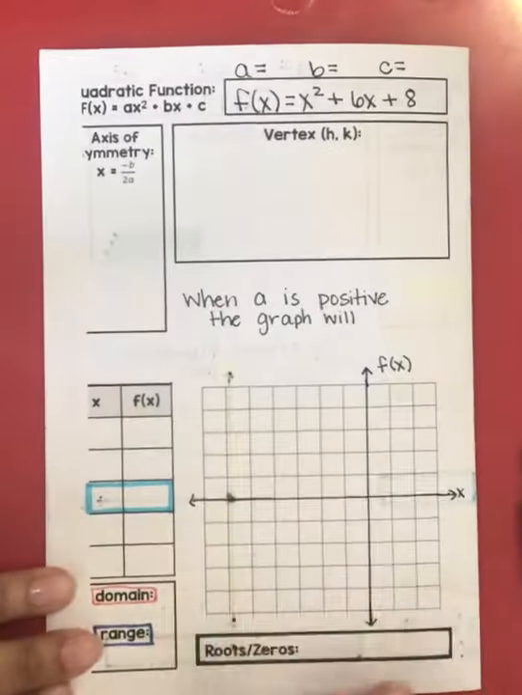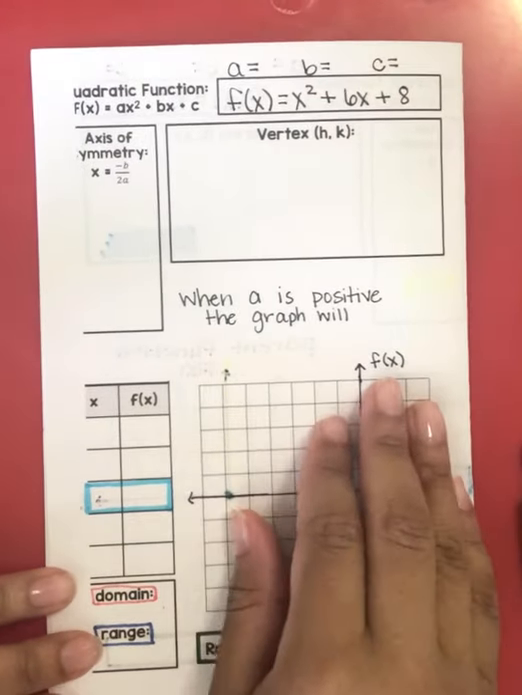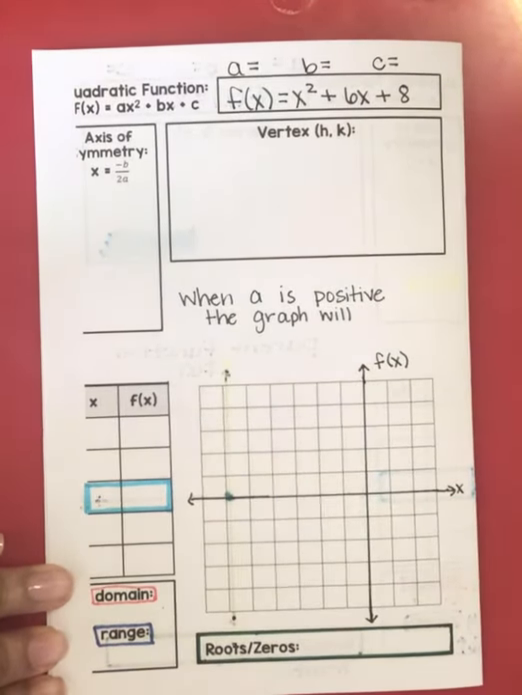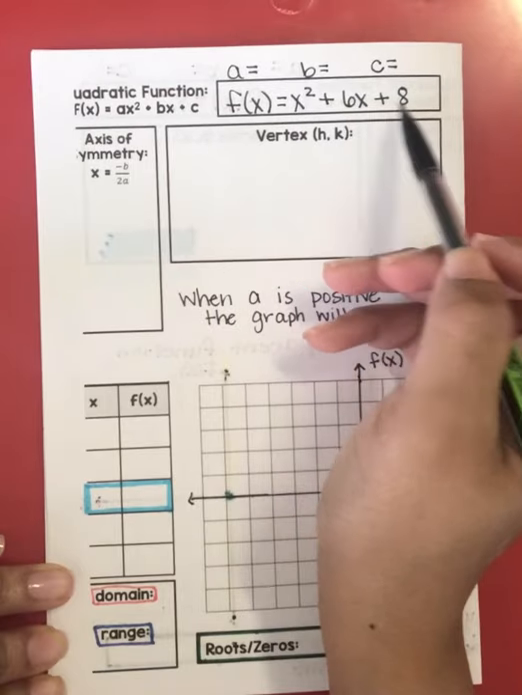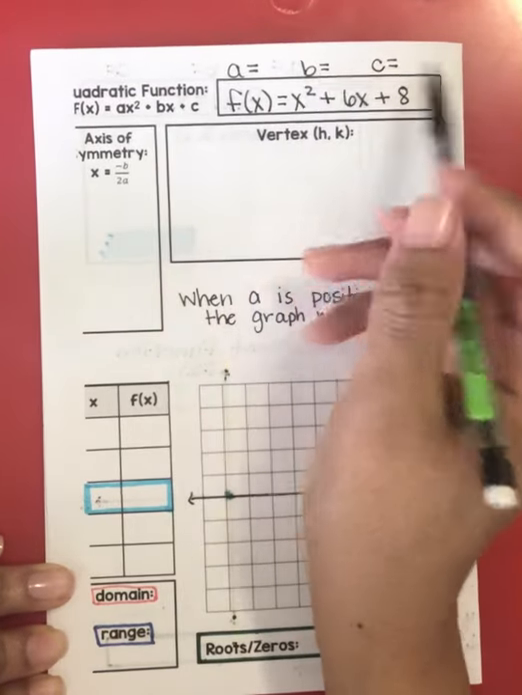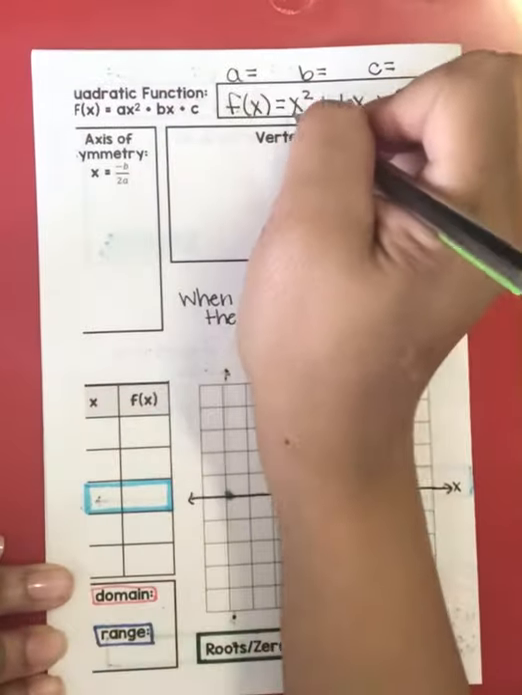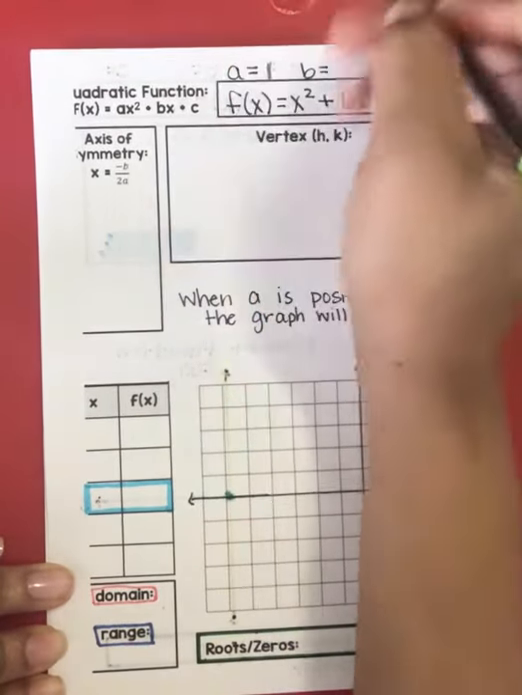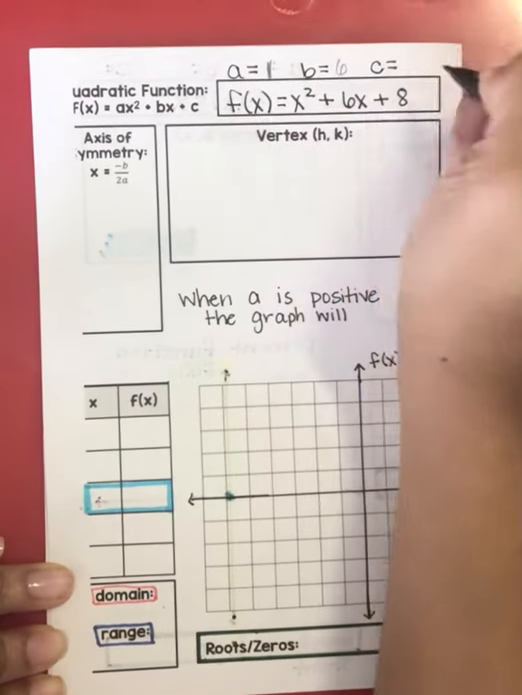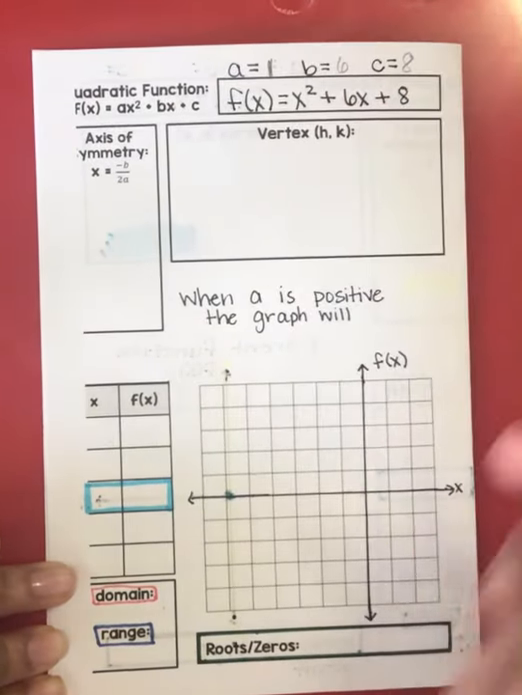Let's try another graph. All right. In this quadratic function, we have f of x is equal to x squared plus 6x plus 8. Let's figure out what our a, b, and c values are. For my x squared, I don't have a number in front of it, therefore it's 1, a positive 1. My b is a positive 6, and my c is a positive 8.